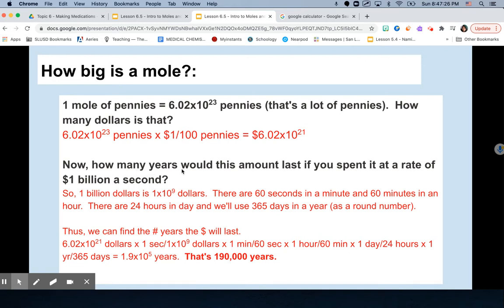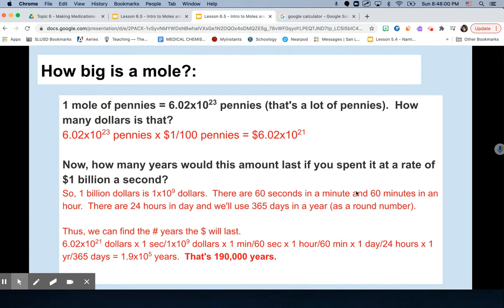And now, another question, because this much money might be hard to conceptualize. You might be like, oh, it looks kind of small, Miss Kwan, right? So, how many years will it take for you to spend it at a rate of $1 billion per second? So, if you spent $1 billion per second of this much money, how long will it take for you to spend it all? So, if I have $1 billion, that's this much in scientific notation, right?